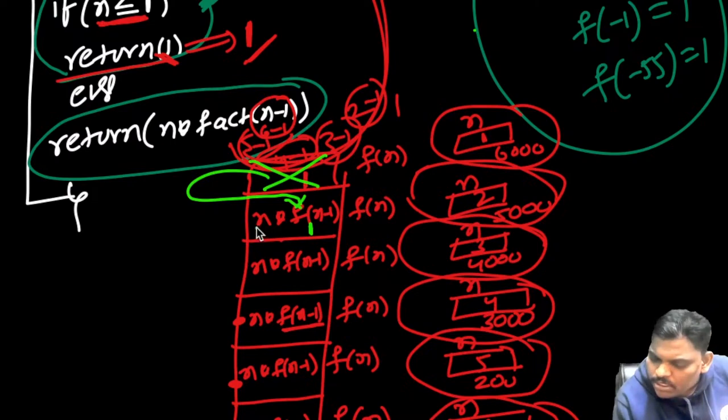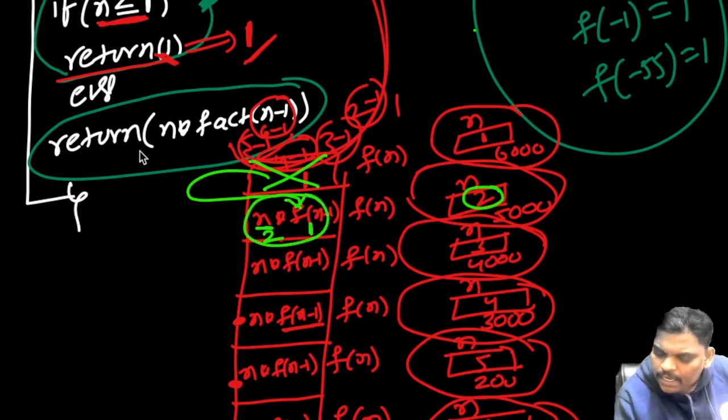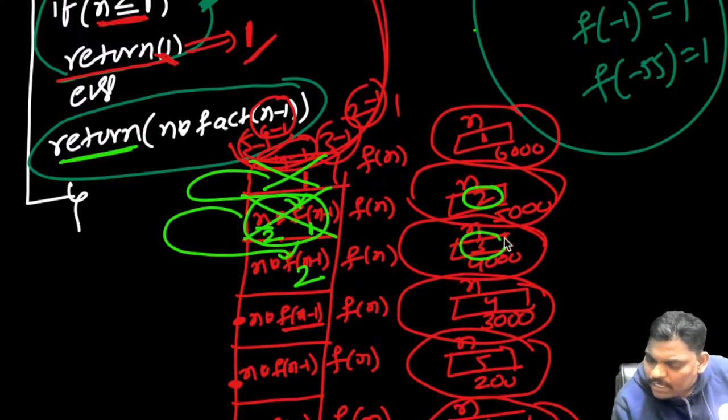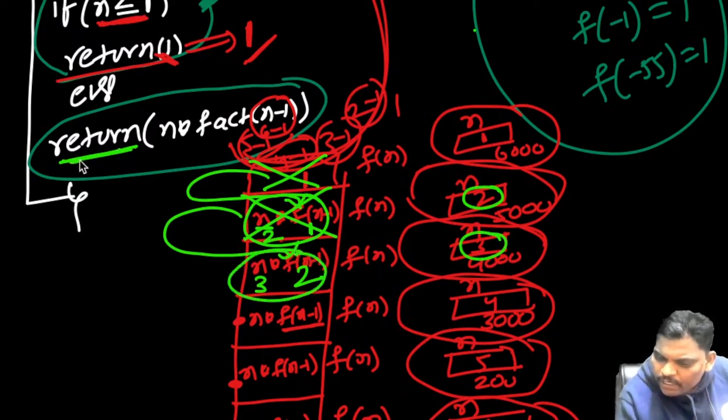In this block, n value is 2. 2 into 1, 2. See this one, return. So this 2 will be written here. But remember, return means pop. Again, what is the n value in this block? 3. 3 into 2, 6. There is a return. Every time you come to the else part, return is there. So you will go here.